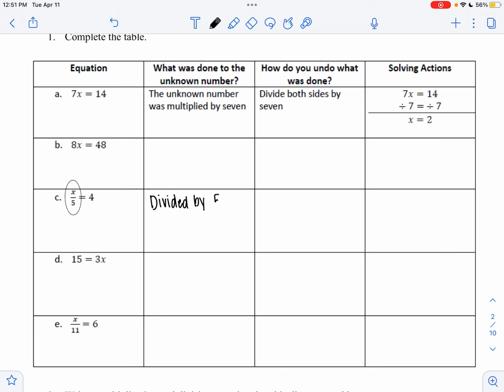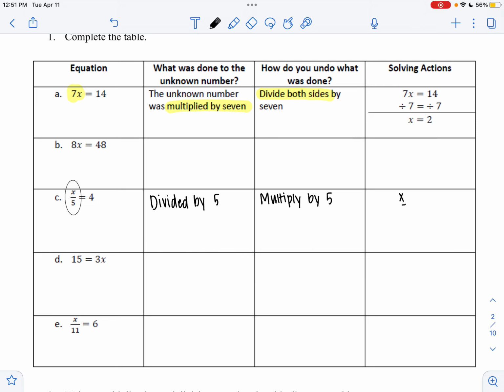Now, the second column of the table says how do you undo what was done? When we started with 7x here, we undo the multiplied by 7 by dividing both sides by 7. Here, we're starting with division, so we undo our division using multiplication. We multiply by 5 in order to undo divided by 5.